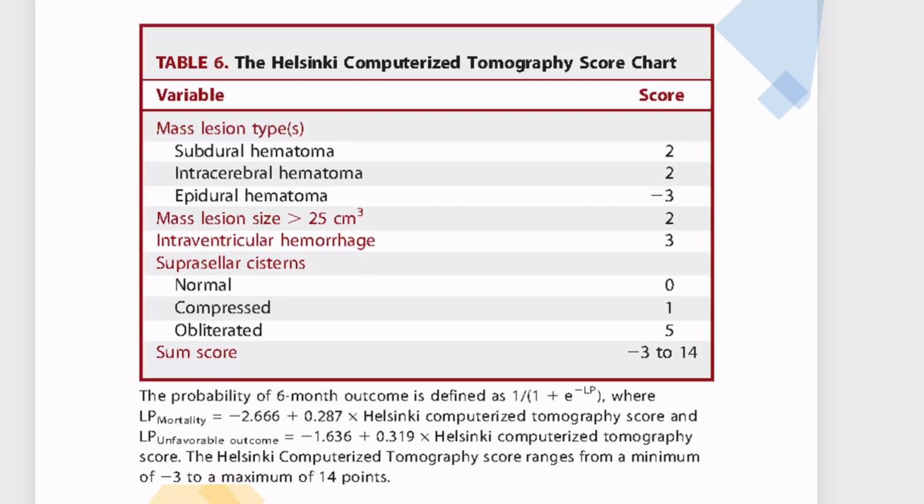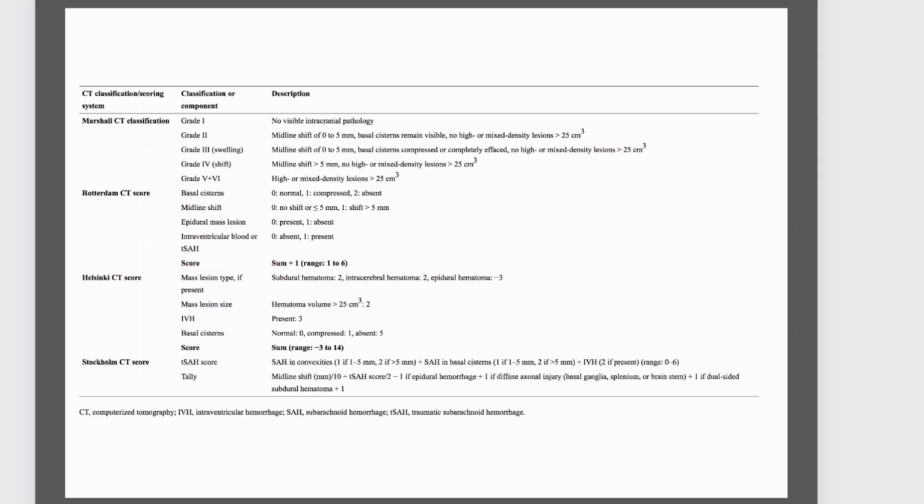For the suprasellar cisterns, if normal, the score is 0; when compressed, 1; obliterated, 5. The sum score ranges from -3 to 14. The probability of 6-month outcome is defined by a formula, as you can see written here. There is also another score, the Stockholm CT score, but you can see these are the commonly used scores.